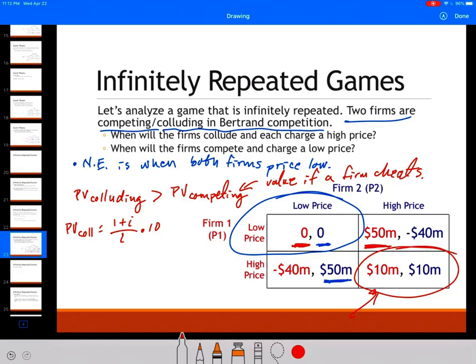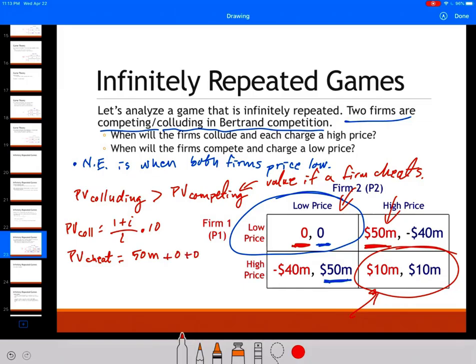What's the present value of cheating on the agreement? It means if you were to cheat, you'd get 50 million. But after that, there's no more cooperation. Your competitor is not going to collude with you anymore. So you get 50 million for one period, and then after that it's back to the competitive outcome of zero profit. So the present value of cheating is equal to 50 million. You get 50 million by cheating once, and then after that, you get zero every time.